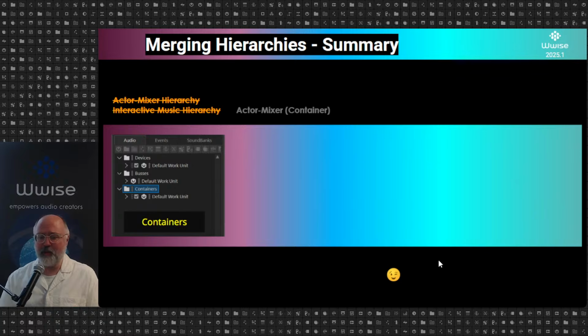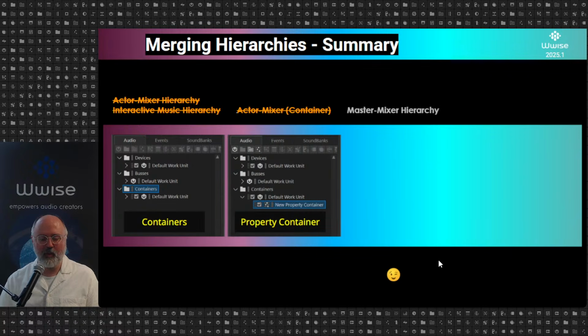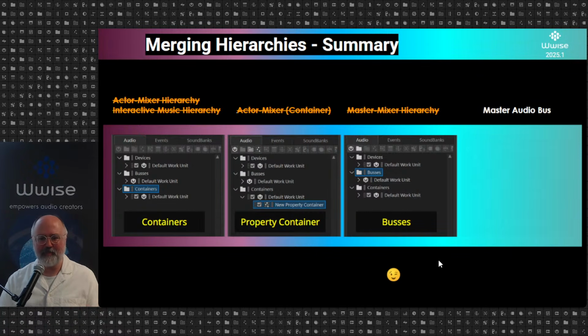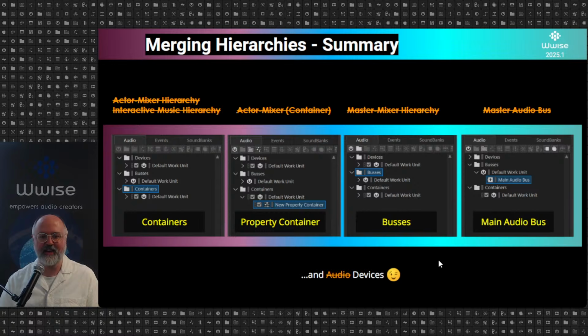The feature I would have mentioned as part of 25.1 as being one of my favorites is merging the hierarchies and renaming things. Not the most exciting feature you might think, but we heard a lot from early learners about how difficult it was to access some of the terminology in Wwise. And I'm excited here to arrive with a merged actor mixer and interactive music hierarchy that we now call containers.